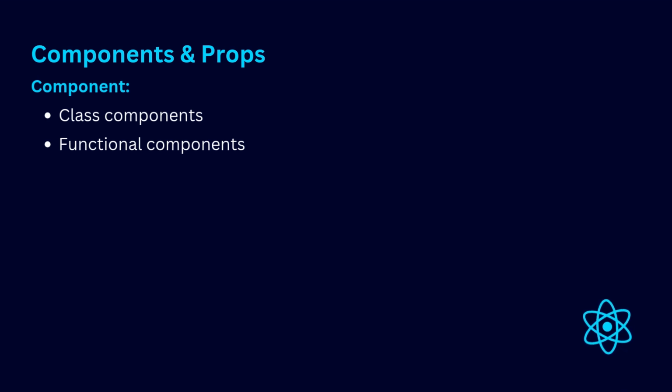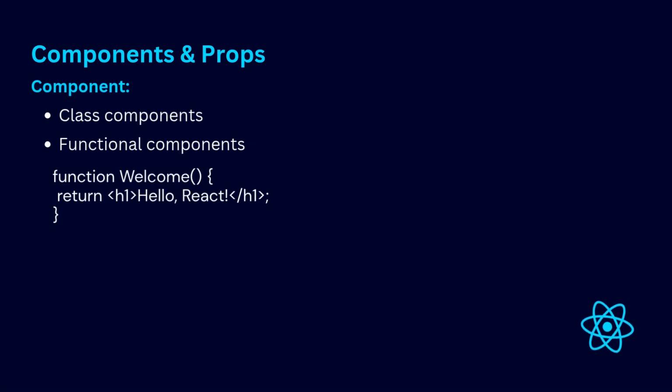Here is a basic example of a functional component. function Welcome, return <h1>Hello, React</h1>. To use this component, you simply write it like a custom HTML tag, <Welcome />. React will automatically call the Welcome function and render what it returns, in this case an h1 element.